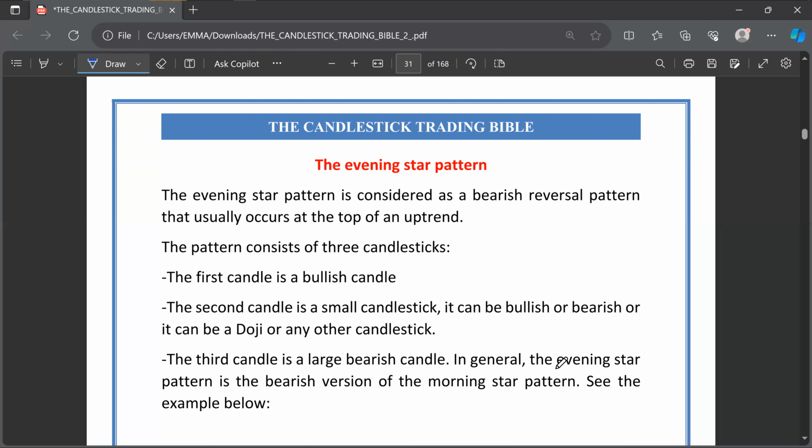Now, the pattern consists of 3 candlesticks, like the other one. The first candle is bullish. So like I said, it's the exact opposite of that.